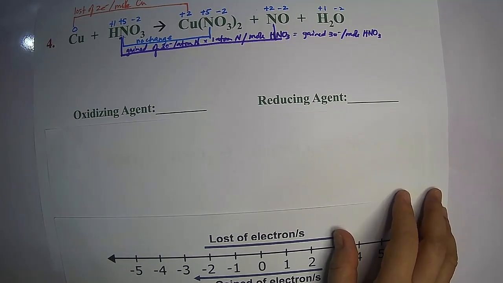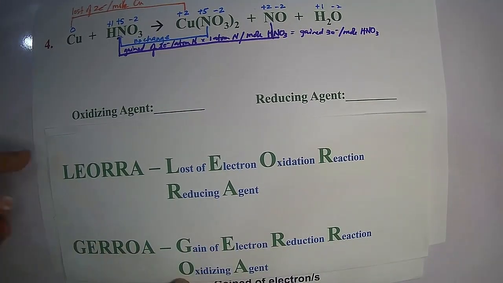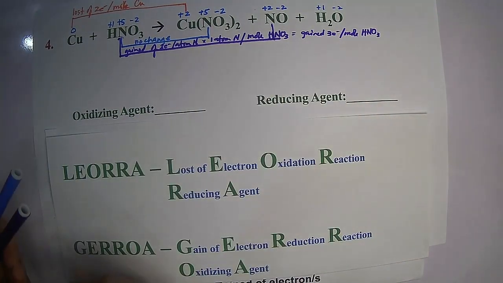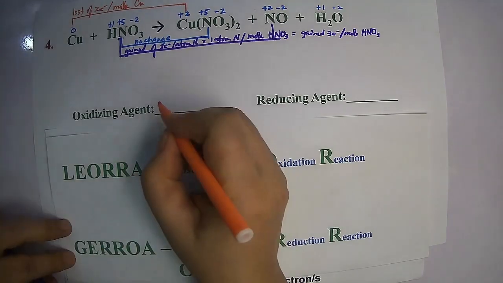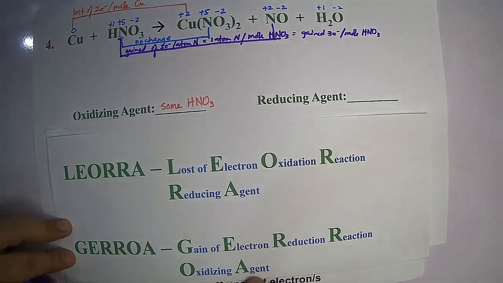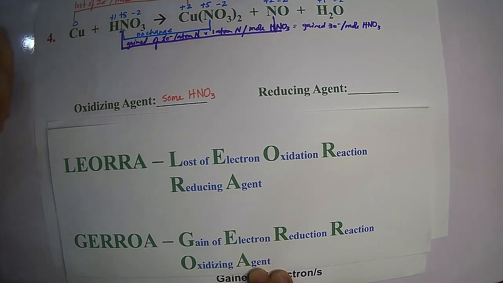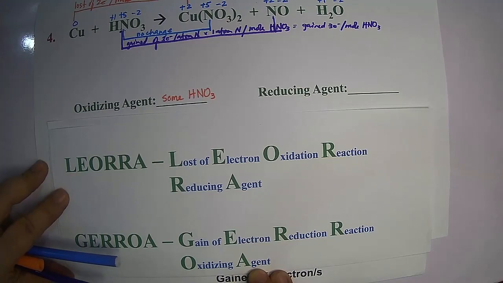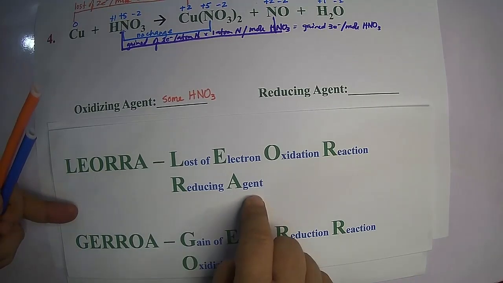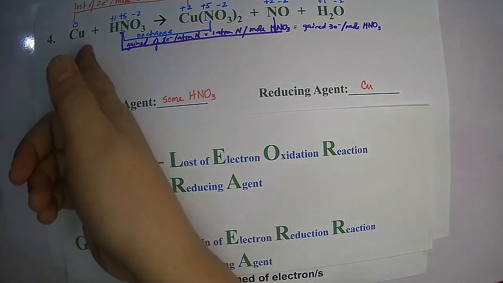Again, we identify first which is our oxidizing agent. The oxidizing agent is the one that gains electrons. The one that gains electrons is the nitrogen in the nitric acid. So your answer must be some, not all. Some of the nitric acid is the oxidizing agent because some of the nitric acid doesn't change its oxidation number here. Only some, not all of them. Then the reducing agent, the one that lost electrons, is the copper element, as one of the reactants.